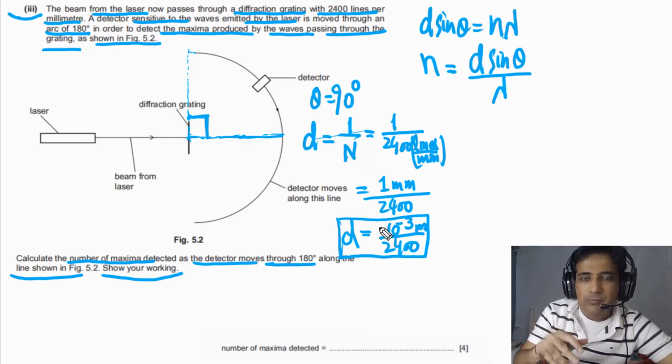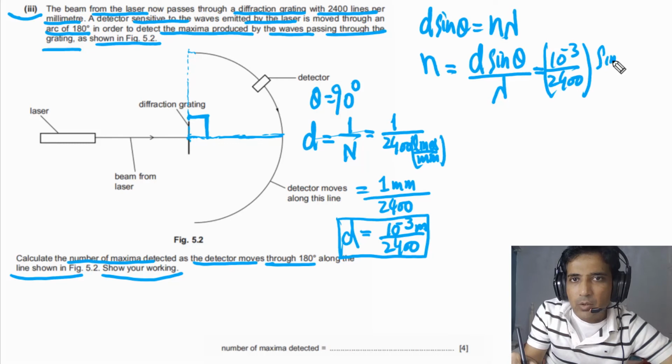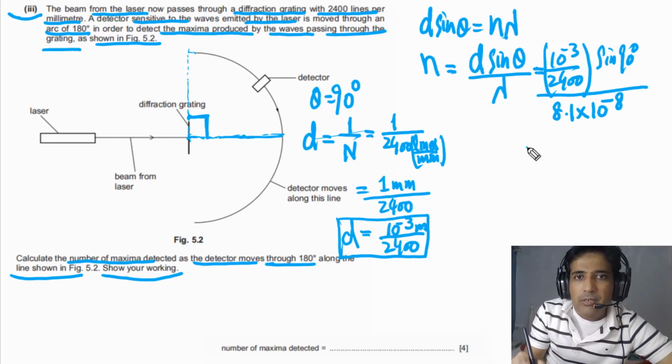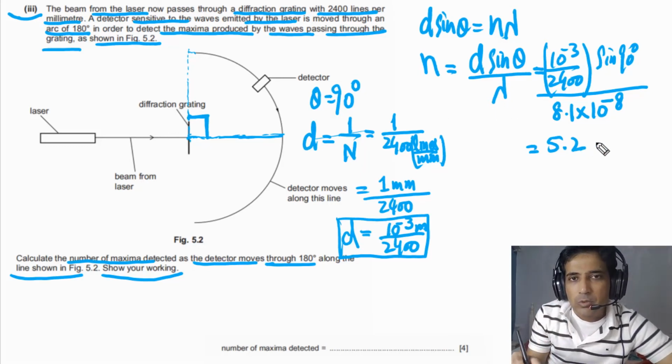Now we need to plug this value of d into the equation and find the value of n. d in this case is equal to 10 to negative 3 divided by 2400. We have sine of 90 degrees, and the value of lambda we have already calculated, that was 8.1 times 10 to negative 8. If we solve this, our answer will be 5.2. So this is the number of bright fringes on one side, but fringes cannot be 5.2. The only possible number of fringes in this case is 5.